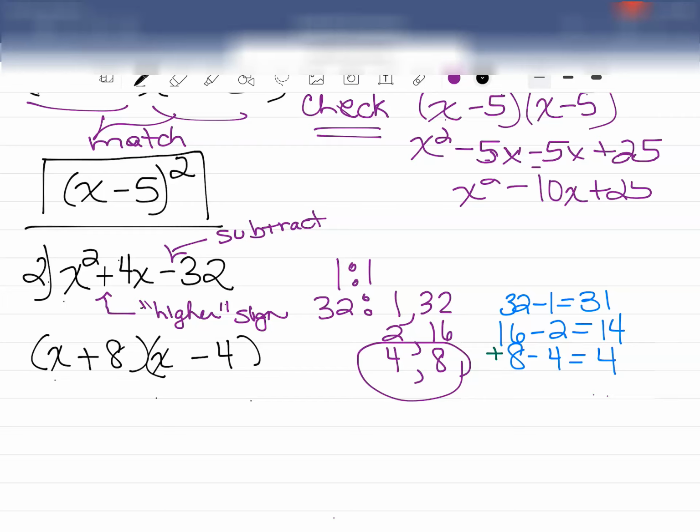When you check, if you set up the first parentheses and the second parentheses correctly, the only part you really need to check would be this piece, that positive 8 times the x. And the x times the minus 4.